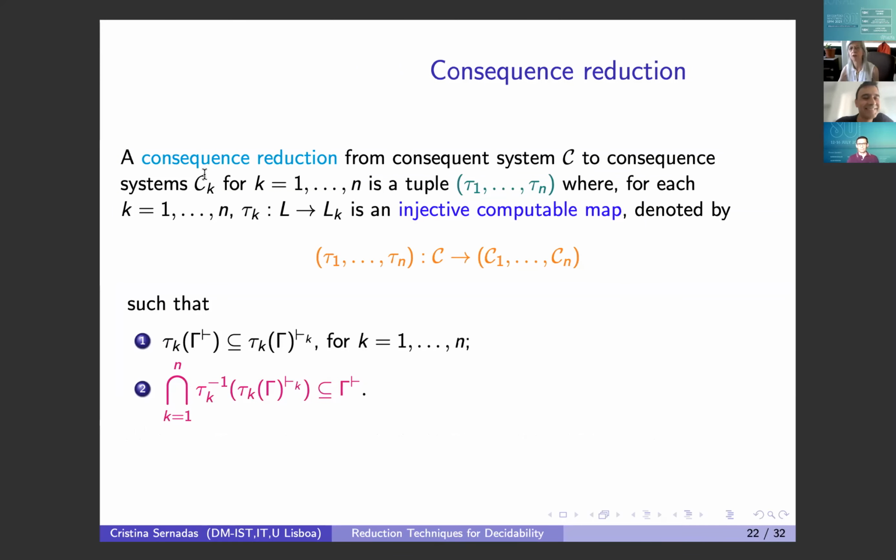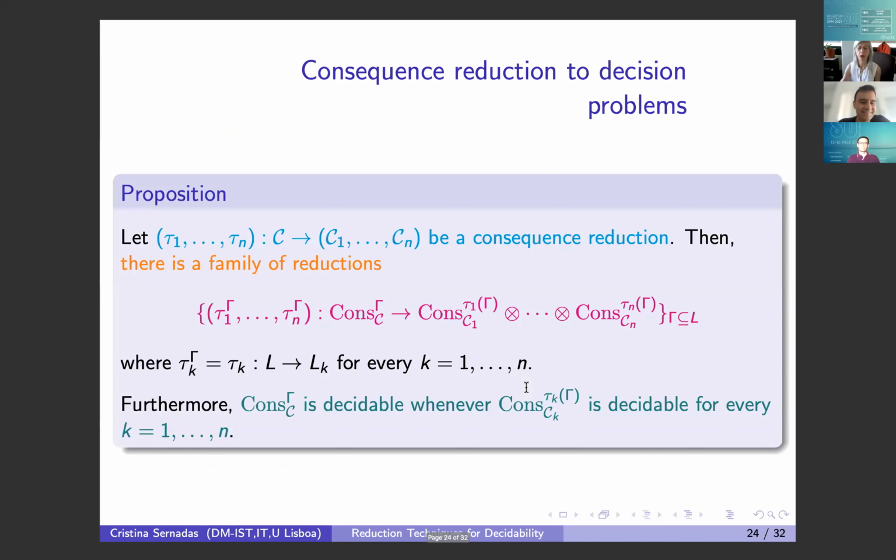So I also have a notion of consequence reduction, which is not the usual notion, of course, of what is a consequence system morphism, because I have to add this property over here. So I don't have the time to talk about it.